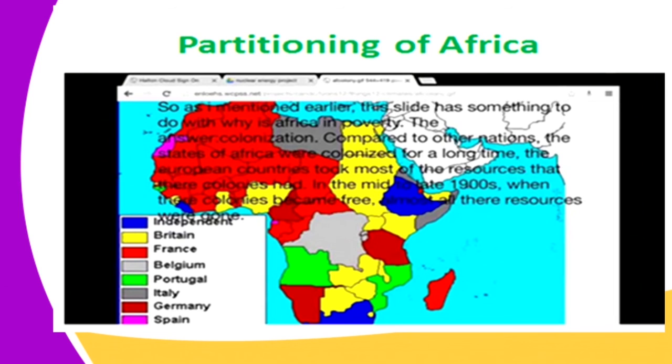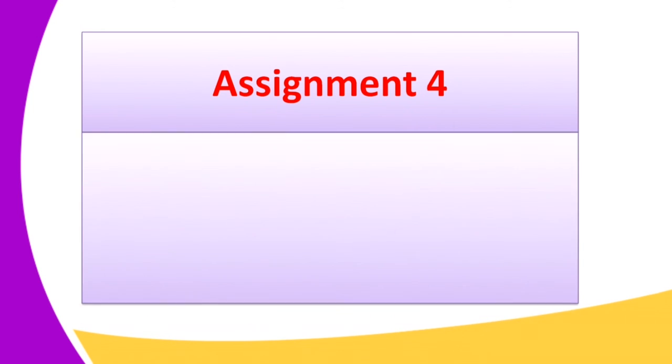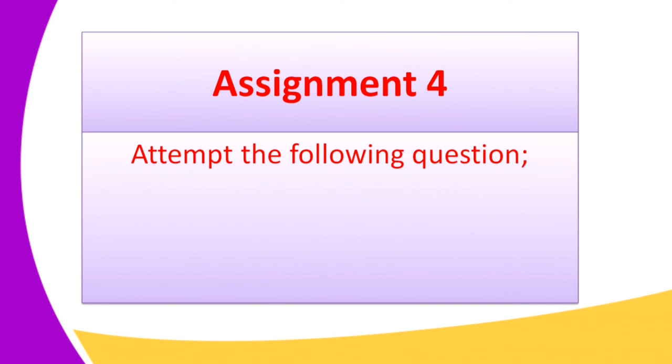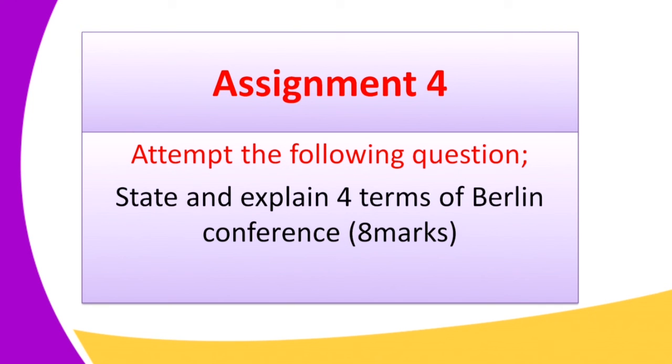This comes to the end of our lesson today. I want to give you an assignment to try at home, so that in the next lesson we shall be able to discuss it in detail. Attempt this question: state and explain four terms of the Berlin Conference.